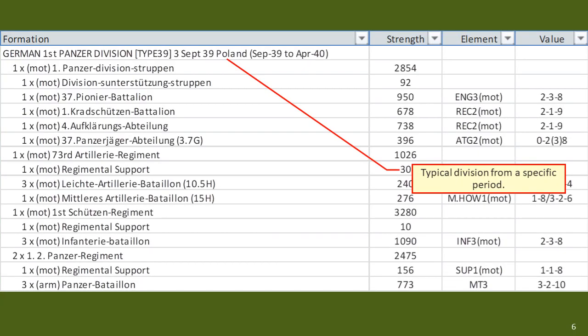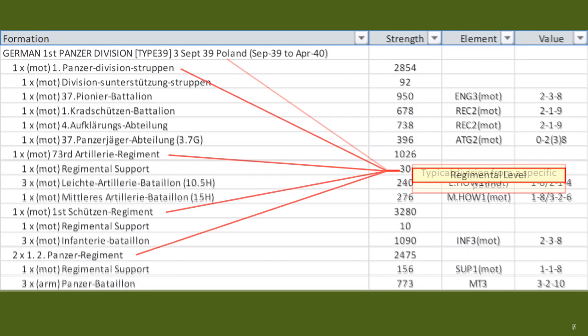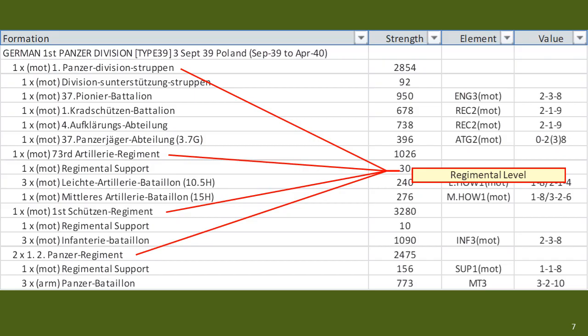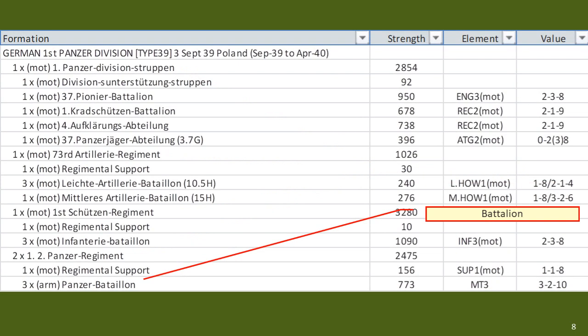The first item that I wanted to cover is the typical division in a specific period. In this case, the 1st Panzer Division on the 3rd of September 1939. Below that is the regiment or equivalent level of command listed. The number of each regiment is indicated, as is its combat strength. I'll discuss how I derive this combat value later. The final formation on this chart is the battalion, or equivalent.